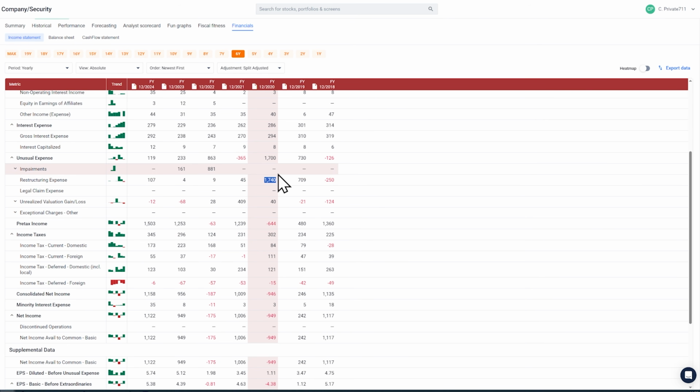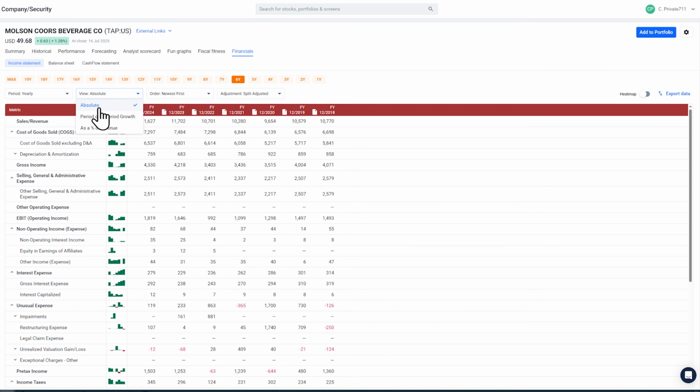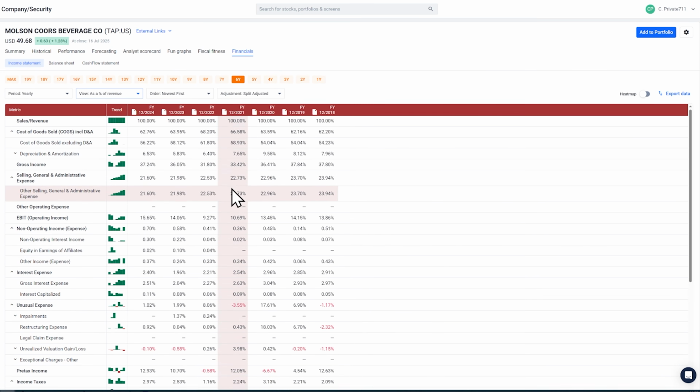And I did some research before this. It happened to be a goodwill impairment charge. So this is a non-cash charge. This is a GAAP accounting procedure. So the company didn't really lose money during this time. It's just something that affected the income statement. Now we can go back and take a look at the percent of revenue again.